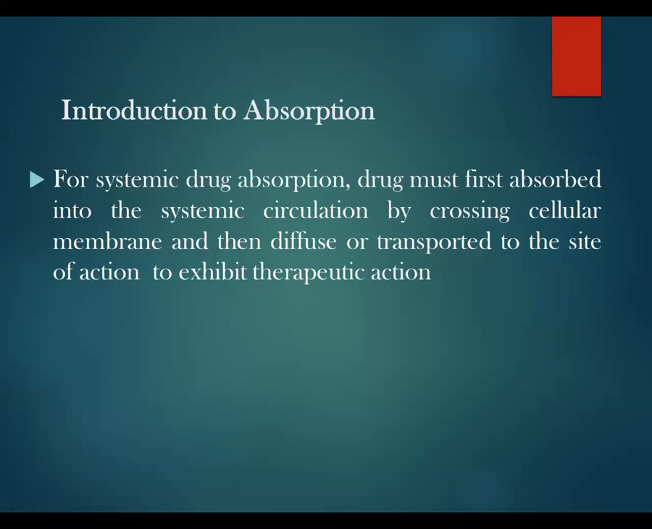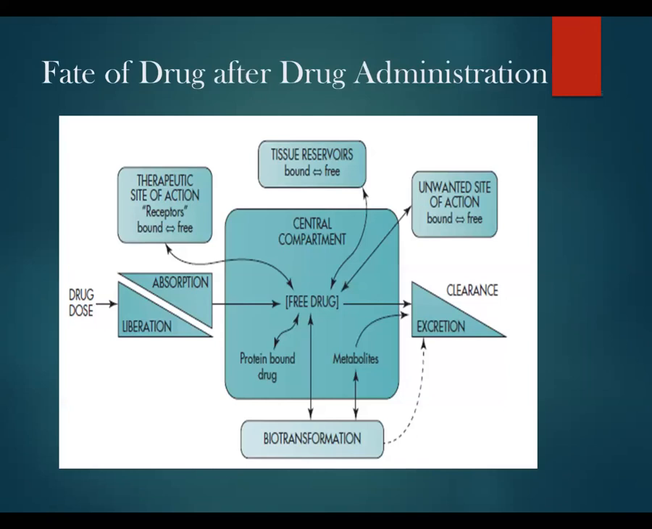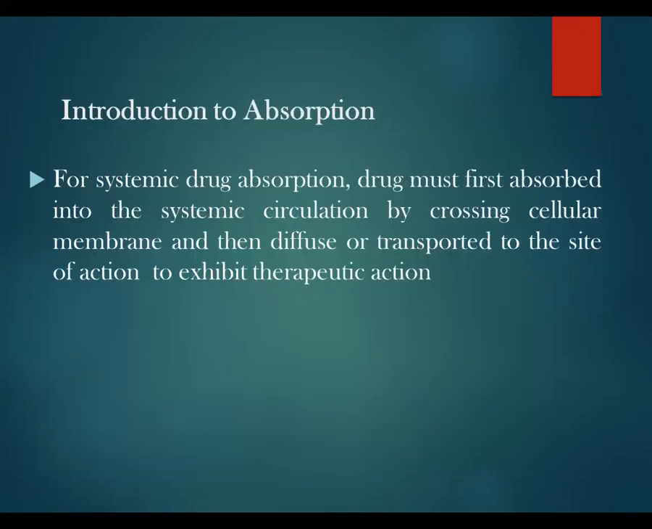So then what is absorption? That was just a brief on what happens to the drug molecule once it enters the body. Once the drug is administered into the body, for systemic drug absorption, the drug must first be absorbed into systemic circulation by crossing the cellular membrane and then diffuse or be transported to the site of action to exhibit the therapeutic action. Same thing, whatever I just showed schematically in the previous slide, has been written in the sentence.